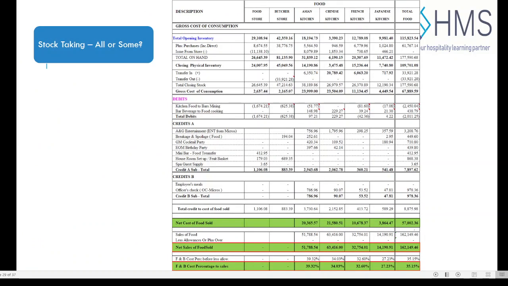Okay. So are we taking stock of all the items, or only some items? What is the story? Do you take the inventory of all the items, or only some?